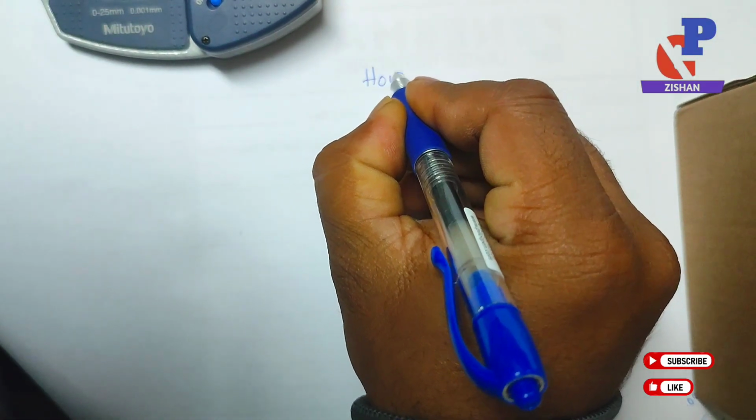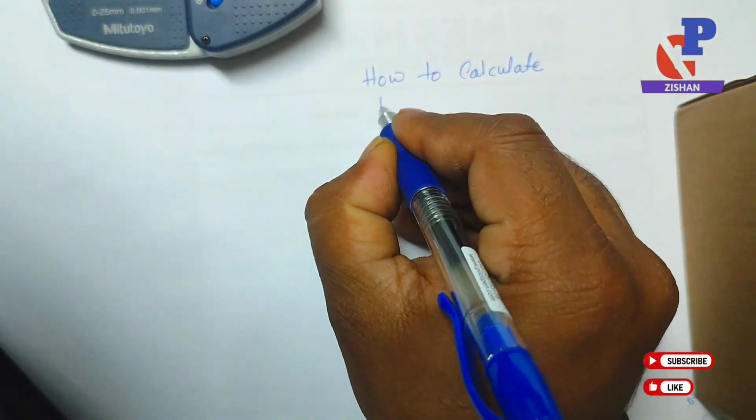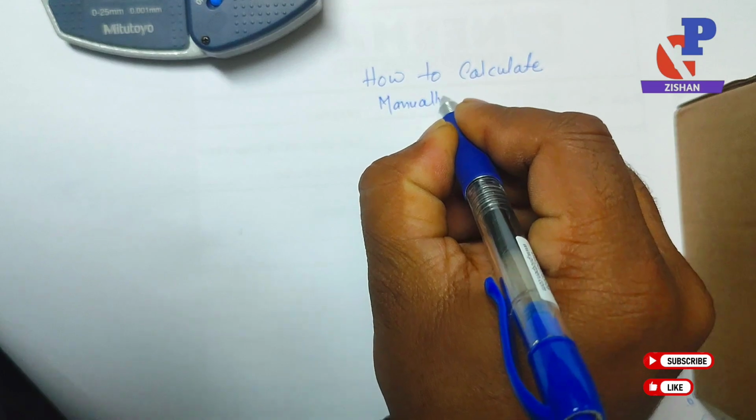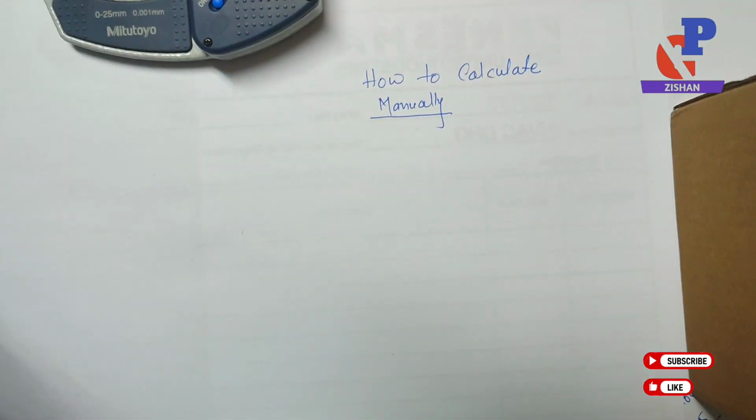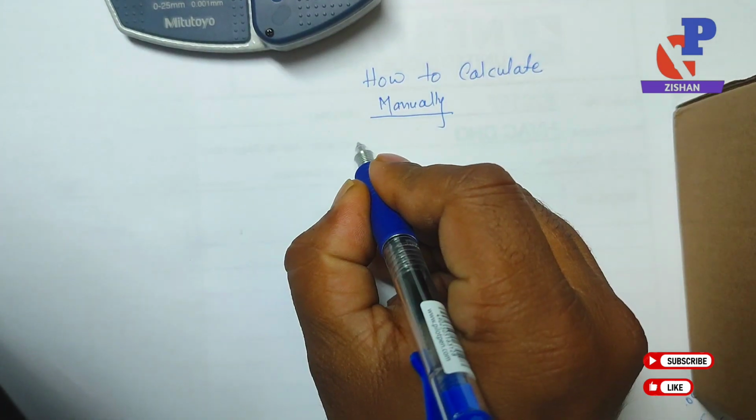Now the part of calculation. We are going to calculate manually for the digital micrometer. How to calculate manually? We have three data. We have to add all three numbers A, B and C.